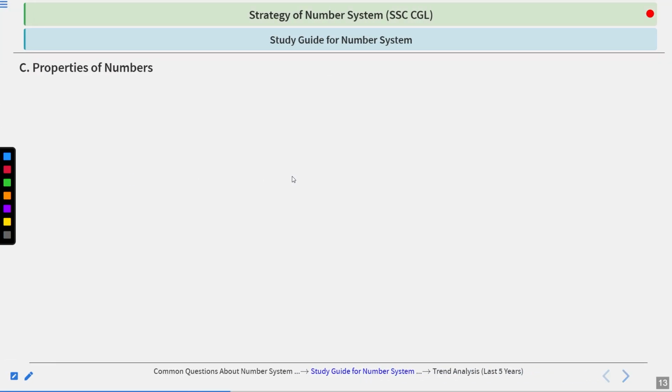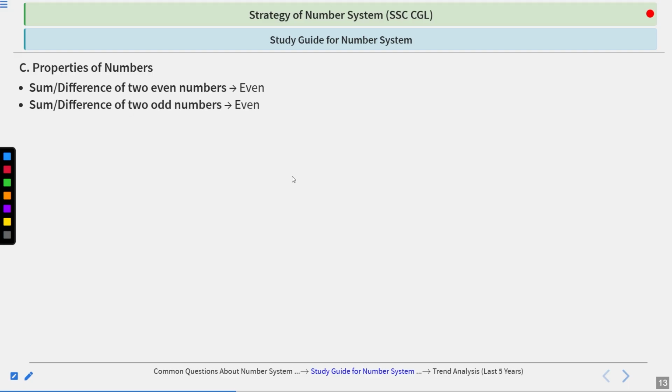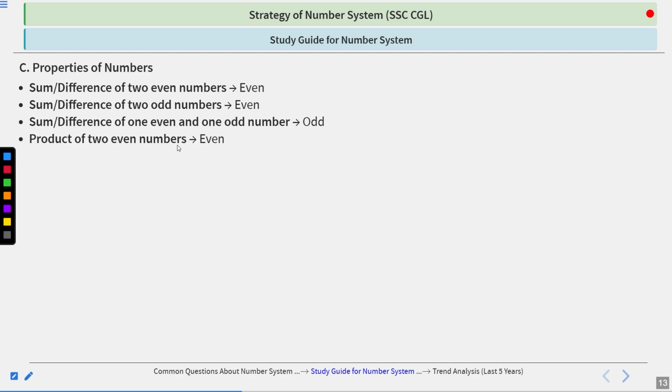Now, the properties of numbers. The sum or difference of two even numbers will always be even. In the same way, the sum and difference of two odd numbers will always be even. The sum or difference of one even and one odd number will always be odd. The product of two even numbers will always be even. The product of two odd numbers will always be odd.